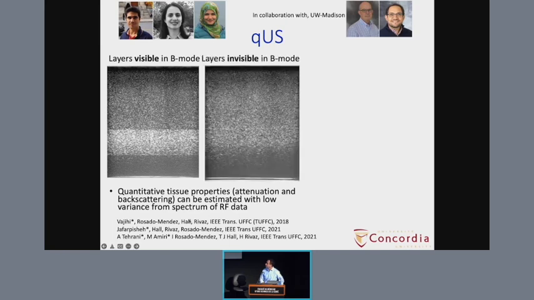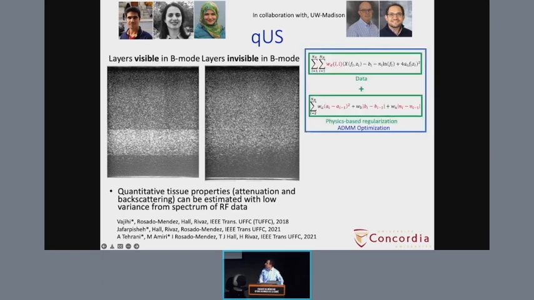So here is another phantom. This phantom also has 3 layers, but we don't really see the layers at all in the B mode image. We see it as a uniform phantom, but that's not the case. This is a phantom made with 3 different layers with 3 different properties. So again, this shows that the B mode image only shows the tip of the iceberg.